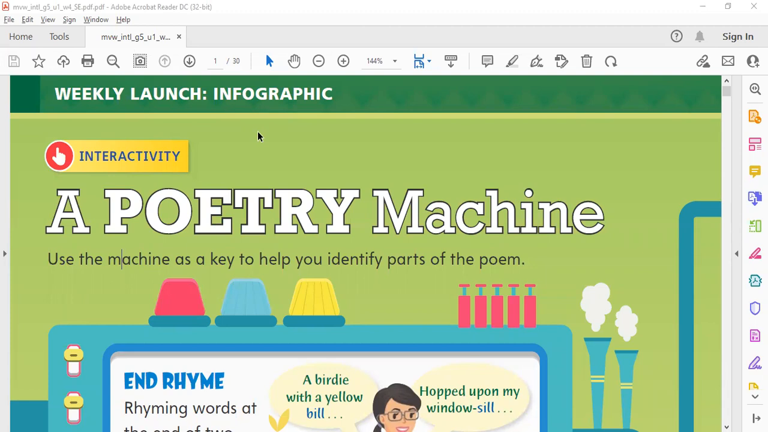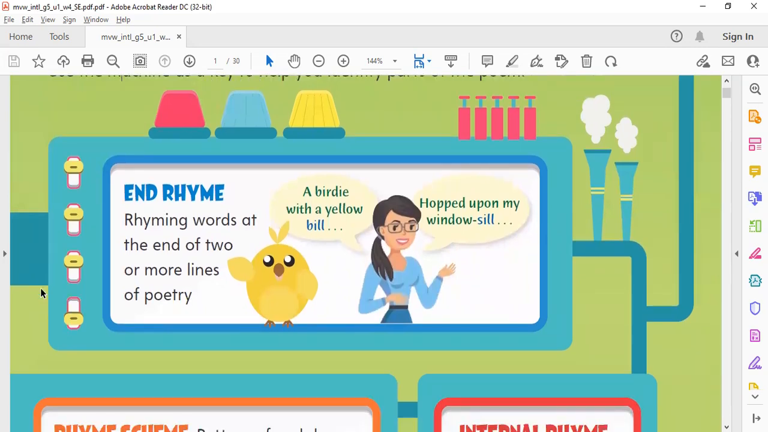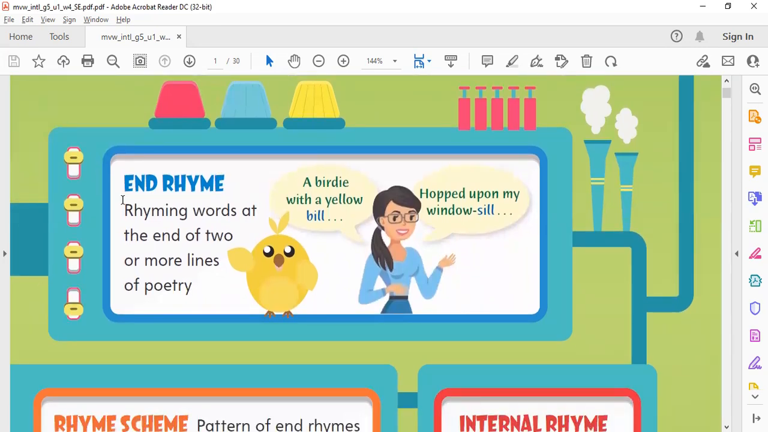This is teacher Mustafa, and today we're going to talk again, for the third time, about the elements of poetry. Okay, now this infograph shows us some elements of poetry. As you can see here, this is the end rhyme. The words end two or more lines of poetry, like here: "A birdie with a yellow bill hopped upon my window sill." Those are two lines and they both end with the same sound, L. So this is called an end rhyme, or a rhyme scheme, as you know it, okay?